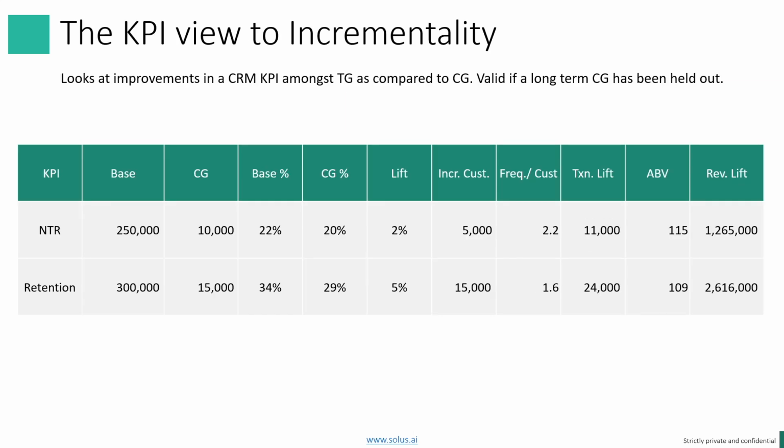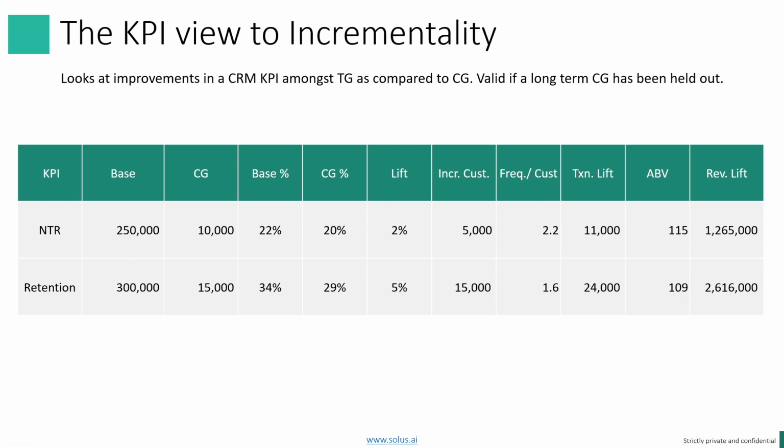A final and completely different way of looking at incrementality has nothing to do with campaigns. This is to do with a CRM KPI, like new to repeat. NTR is new to repeat. I got new customers in the year. How many of them am I able to get to do a second transaction? You could have a control group of new customers. So I had 250,000 new customers in the year. I had a control group of 10,000 new customers that I did not target for campaigns through the year.